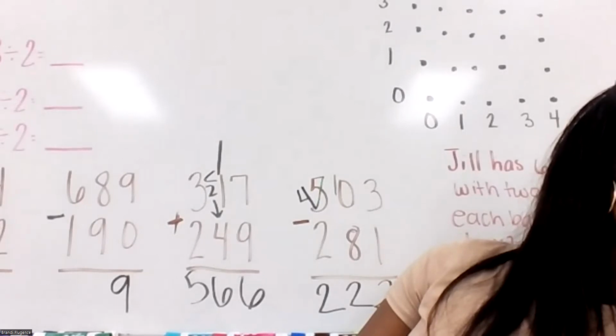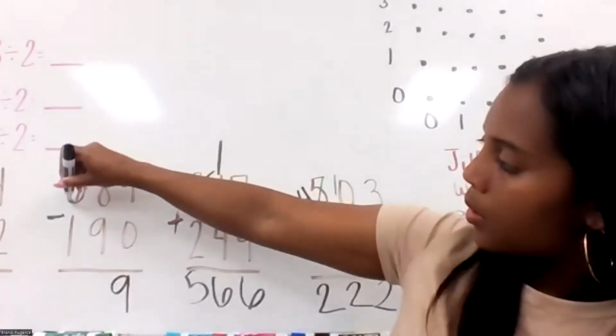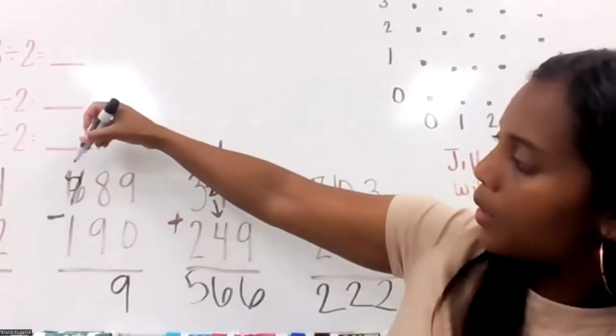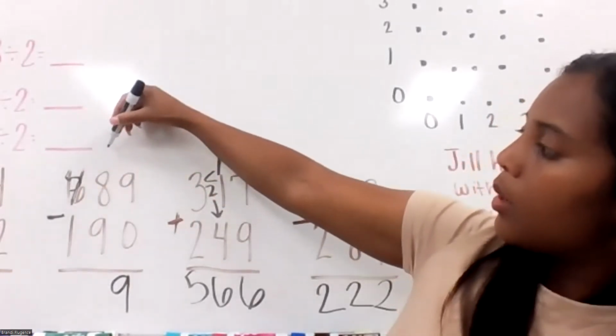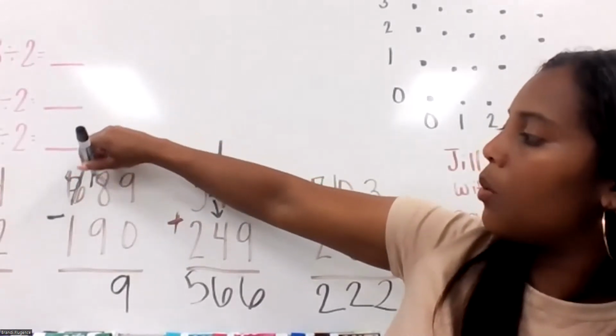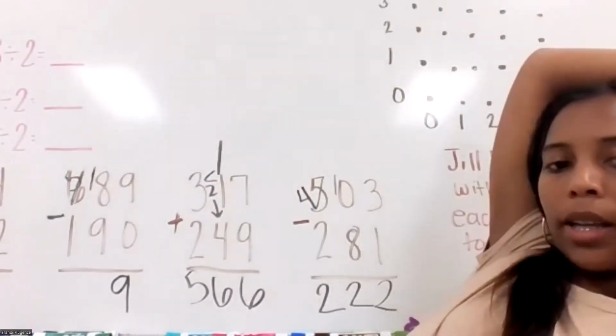So you have to take 10 from 6. Take 10 from that 6. It turns into what? 5. What do I do with the 10 that I took away? Add it to the 8 and it becomes 18. Put that 1 to show 18. Okay, now I can subtract.